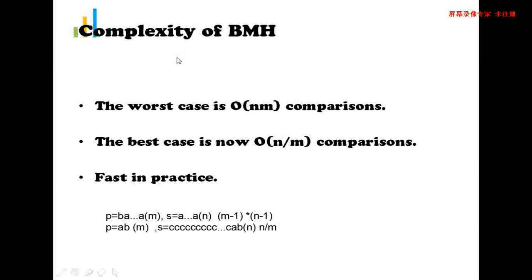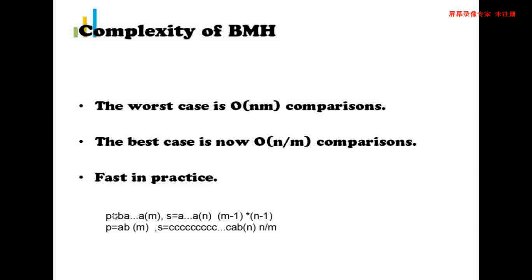So the worst case is big O of N times M comparisons. So you may ask, how do you get this? Okay, I will just give you an example of the worst case. Let's just assume the pattern is equal to B, A, and a lot of A, and the size of it is M. So we have 1 B and M -1 A, right? Okay, and the string stores a lot of A, actually all A, right?